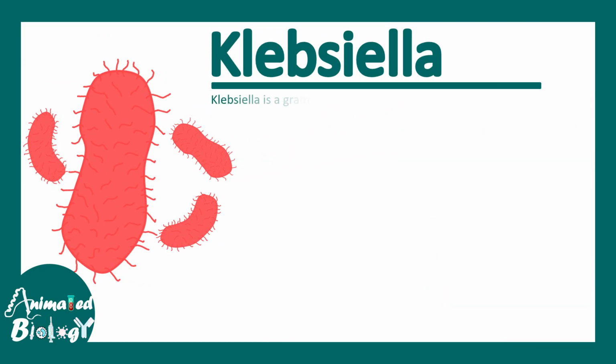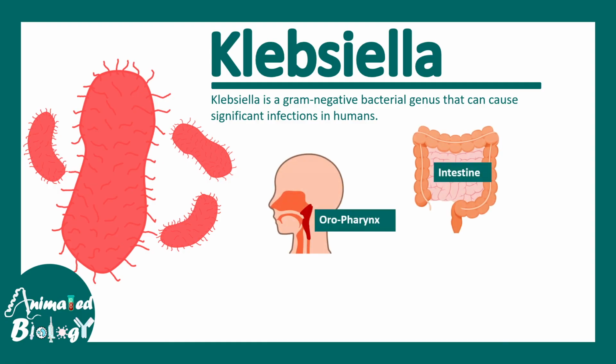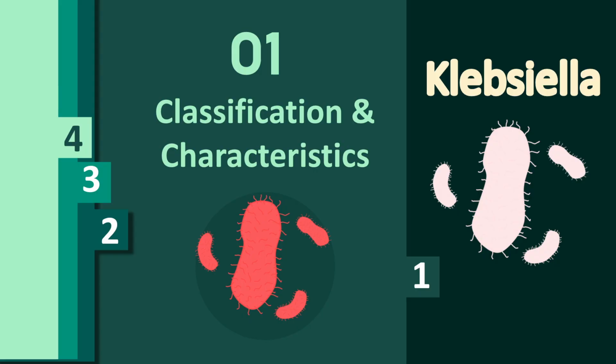So Klebsiella is a gram-negative rod that can cause significant infection in humans. Klebsiella can be found populating the oropharynx or intestine in normal scenarios. But sometimes they are overpopulated and they can cause disease. One of the most common diseases caused by this particular genus is pneumonia.